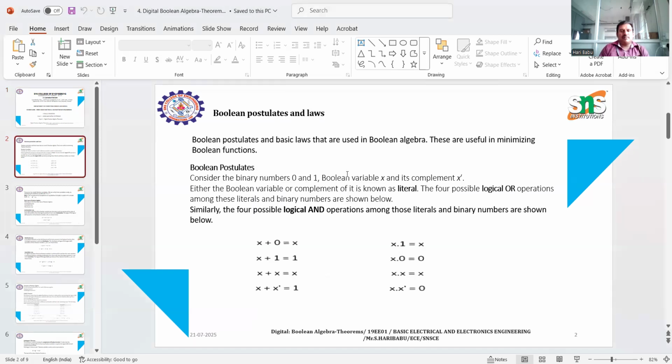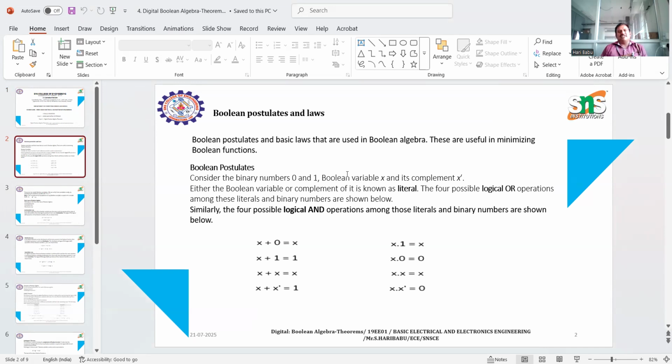Okay, Boolean postulates and laws. Boolean postulates and basic laws are used in Boolean algebra. The laws are used for reduction purposes, for conveying the information in short terms. They are useful in minimizing the Boolean function. That is the main purpose.